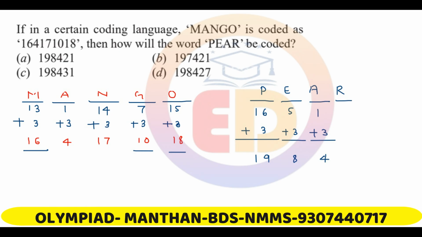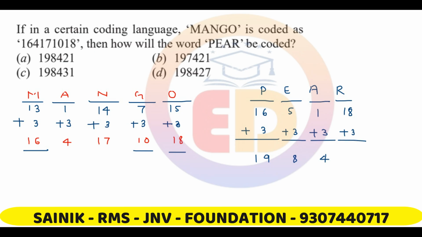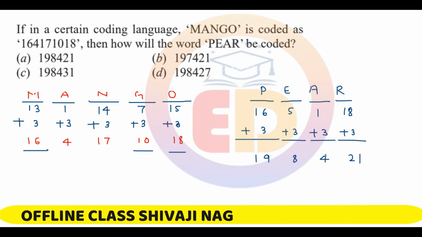R is 18, add 3, becomes 21. Answer is option number A.